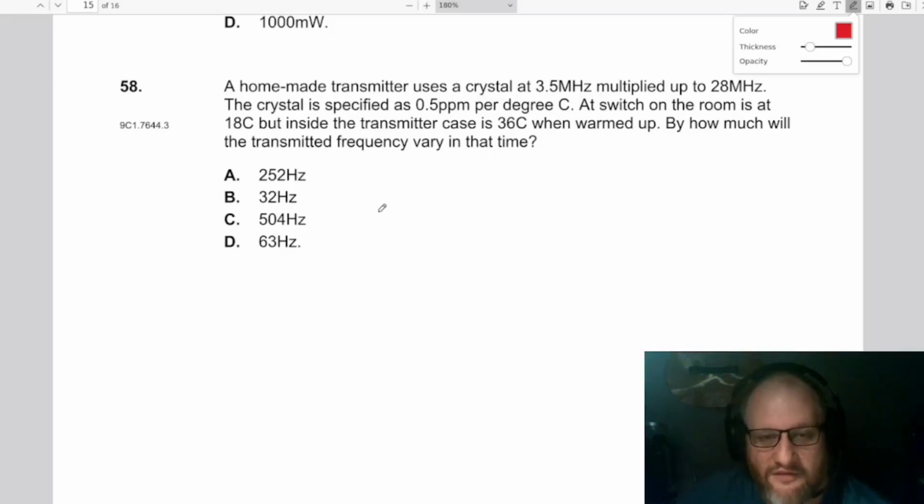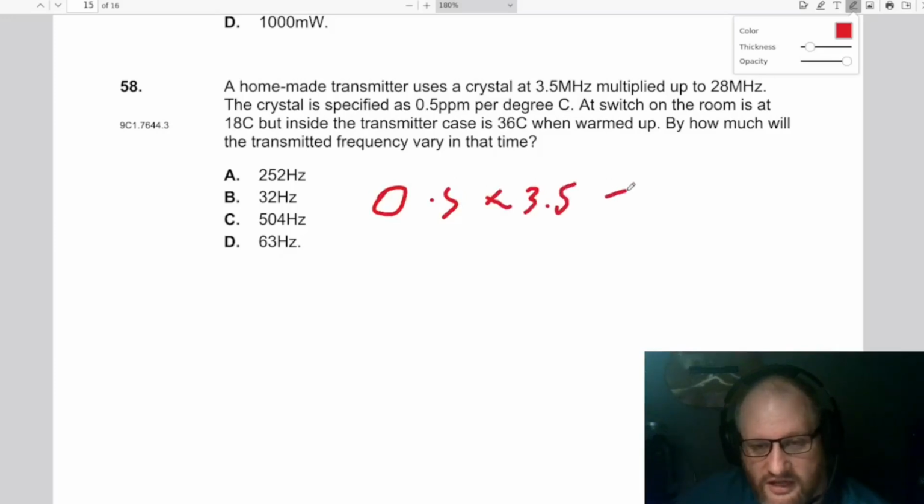So for every degree C, our 3.5 MHz crystal is going to be out by 0.5 times 3.5, which is 1.75. Because it's not just parts per million, we've got multiple millions here, for every degree C it's going to actually be out by 1.75 hertz.